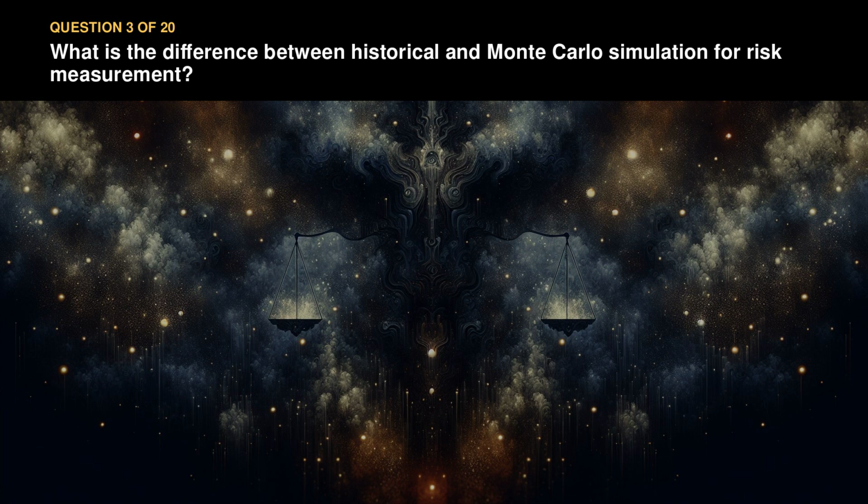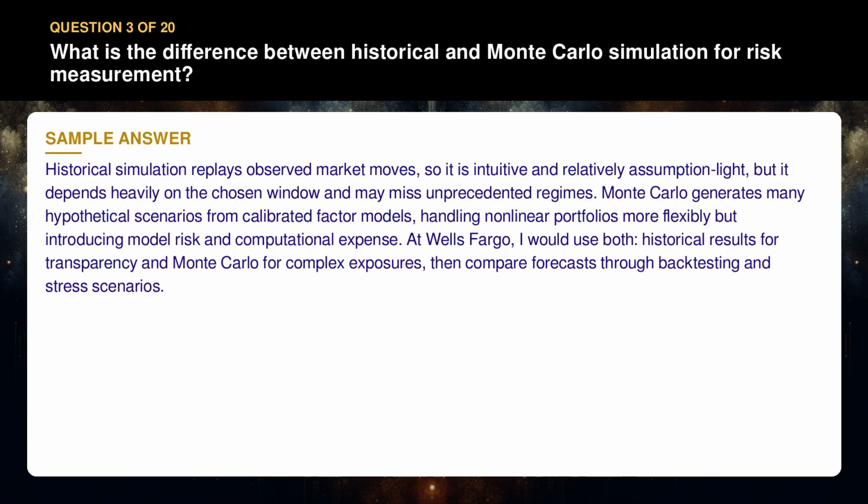Question 3. What is the difference between historical and Monte Carlo simulation for risk measurement? Historical simulation replays observed market moves, so it is intuitive and relatively assumption-light, but it depends heavily on the chosen window and may miss unprecedented regimes. Monte Carlo generates many hypothetical scenarios from calibrated factor models, handling nonlinear portfolios more flexibly but introducing model risk and computational expense. At Wells Fargo, I would use both, historical results for transparency and Monte Carlo for complex exposures, then compare forecasts through backtesting and stress scenarios.